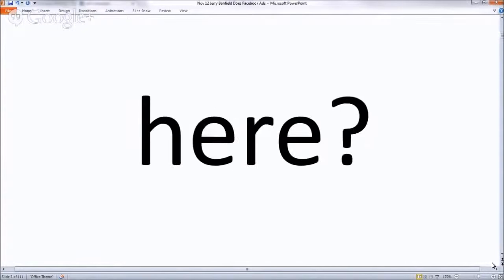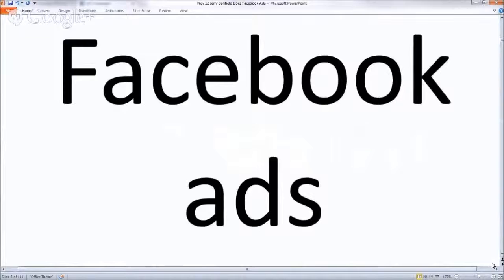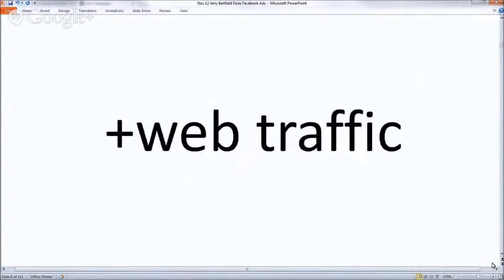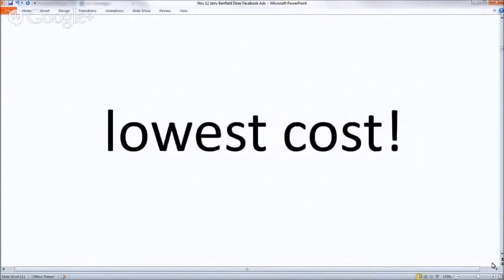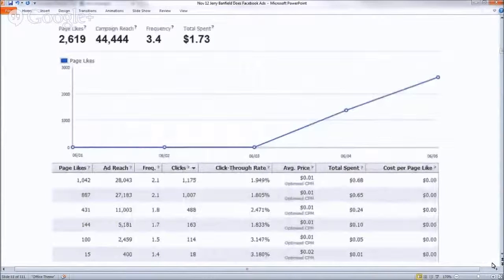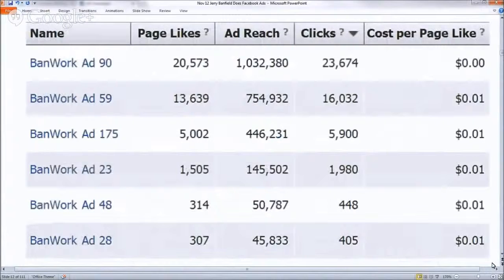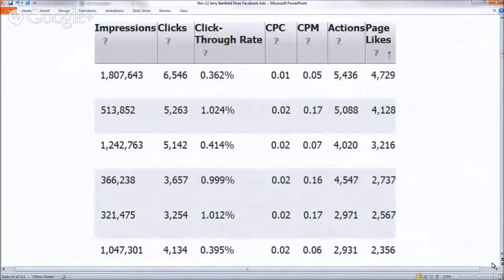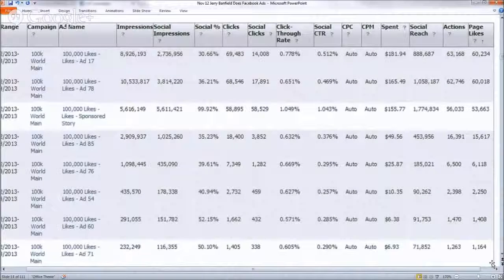Why are we here? To learn Facebook ads that get likes and fans and web traffic for the lowest cost. This is what I'm talking about. 2,619 likes for $1.73. 20,000 page likes at 0.00 cost per page like. 1 cent cost per click on a 4,729 page like campaign.